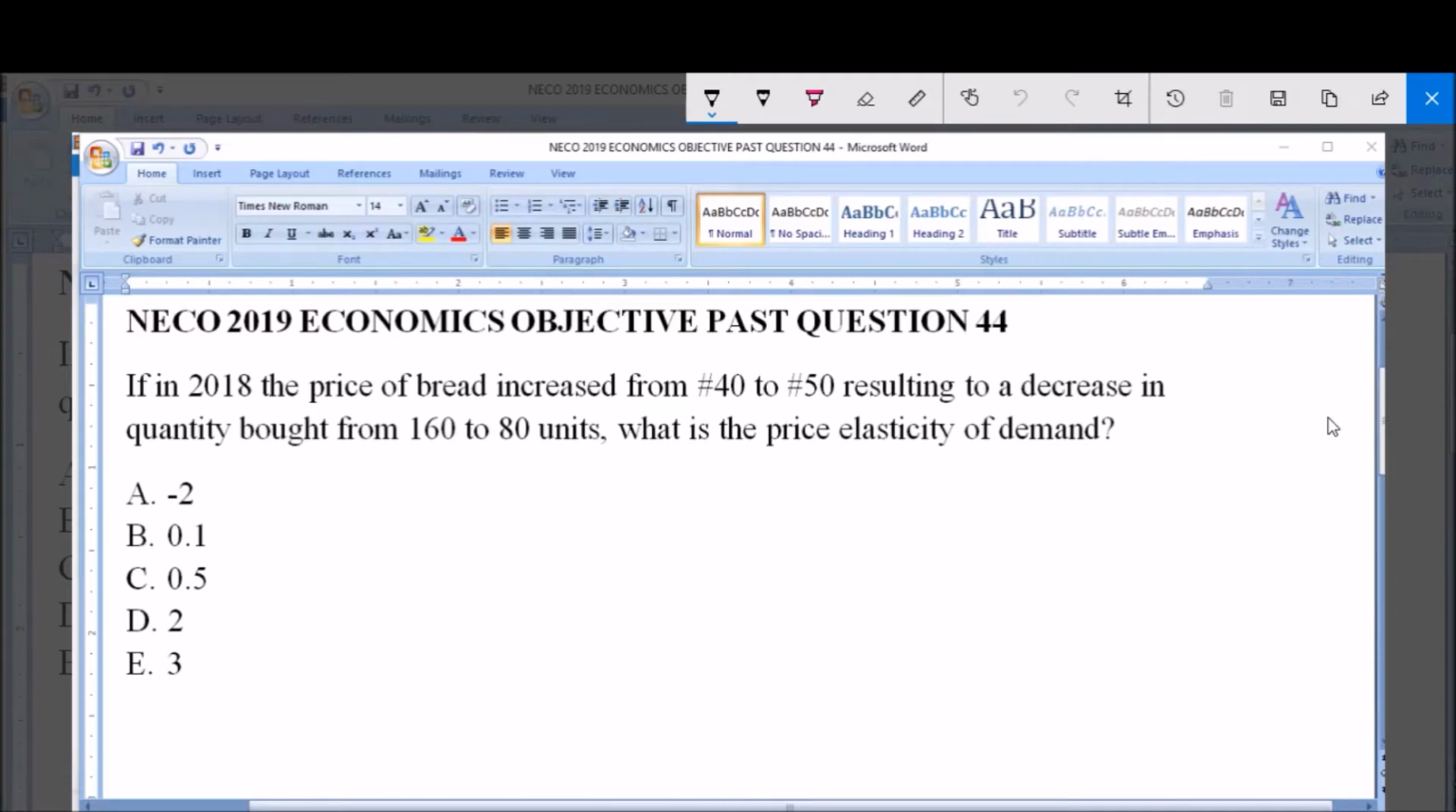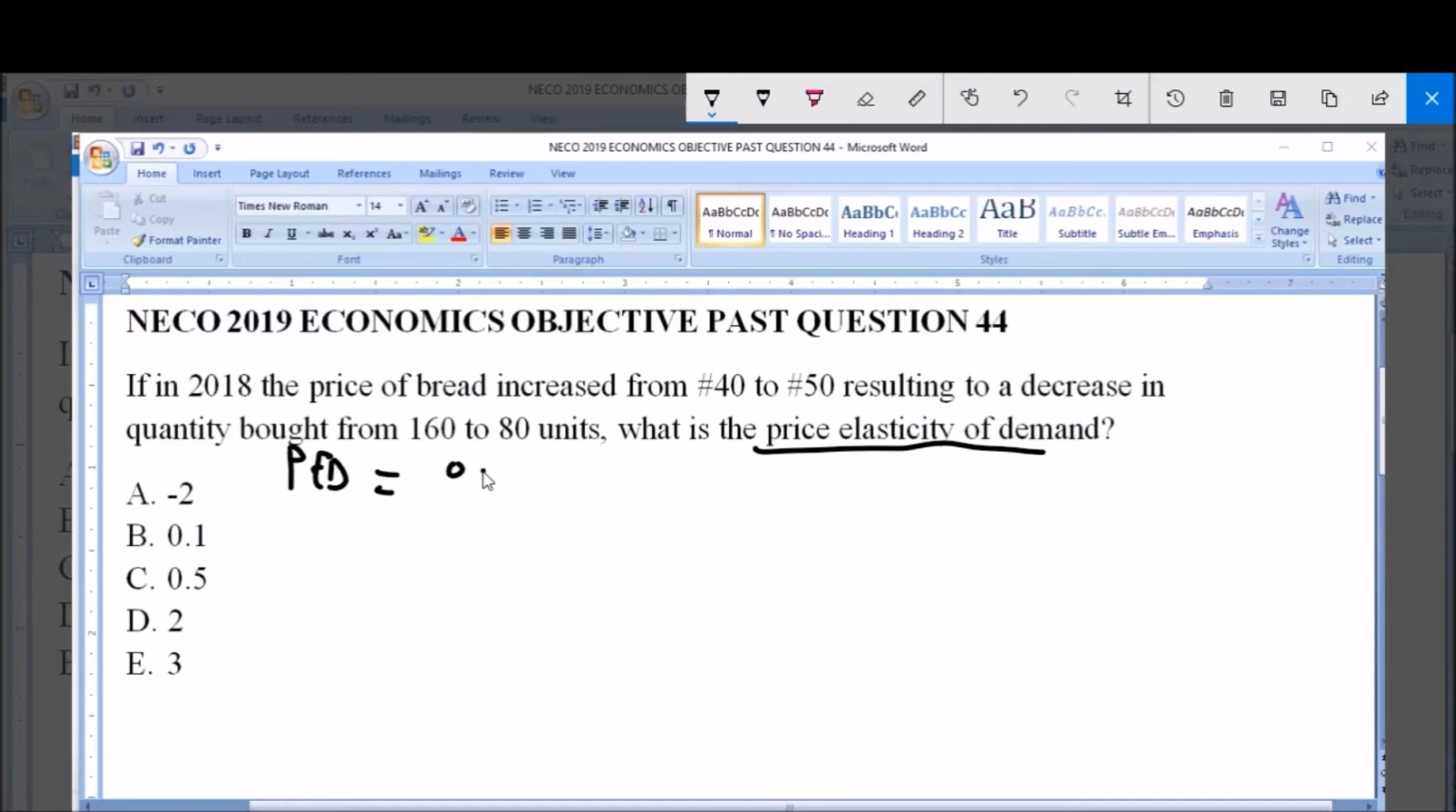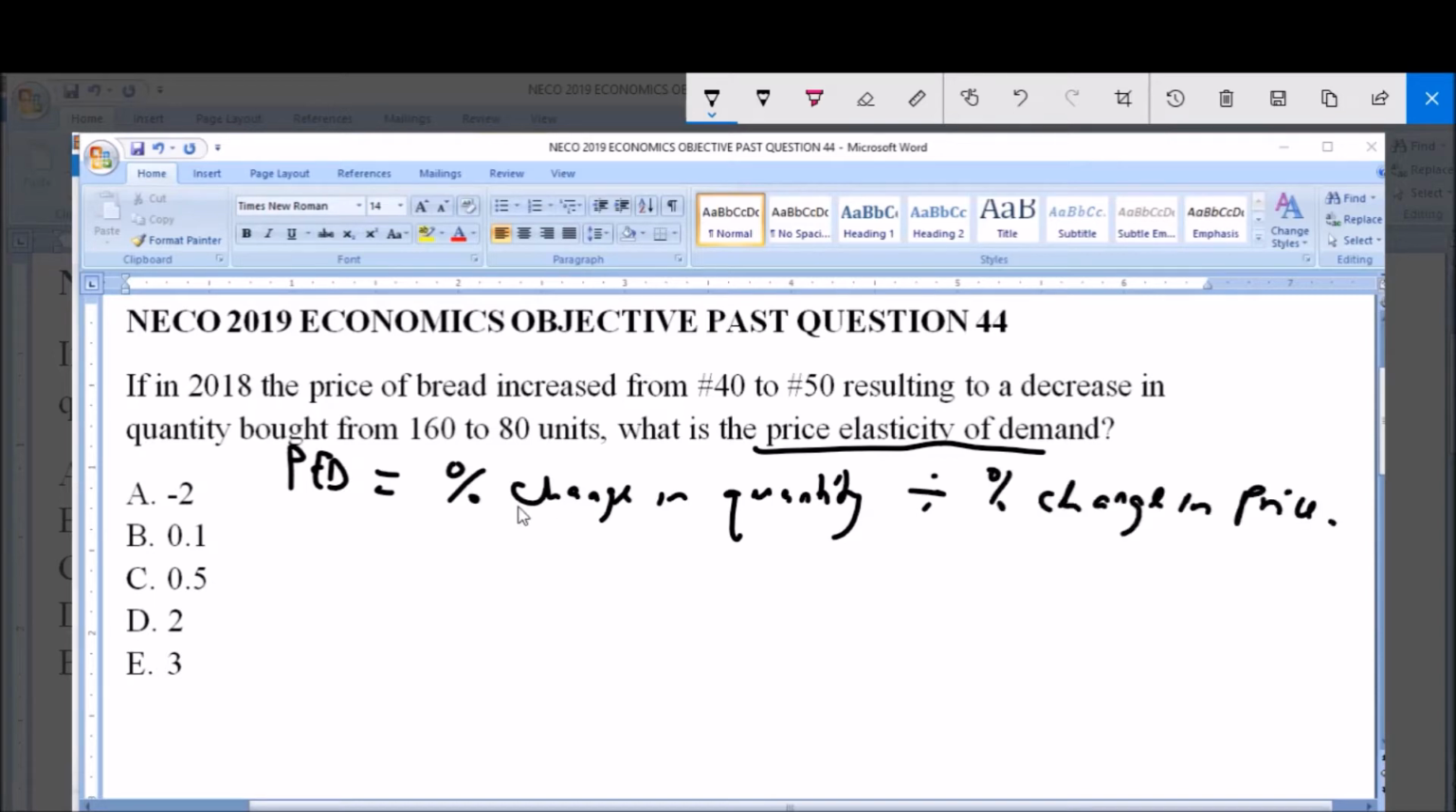So what we are looking for here is calculation of price elasticity of demand, and in order to calculate that, you obtain the percentage change in quantity and then you divide it by the percentage change in price. So to get the percentage change in quantity, you subtract the initial quantity minus the final quantity. So the initial quantity, that is 160, then the final is 80, divided by the initial, which is 160, and that answer is of course in percent.